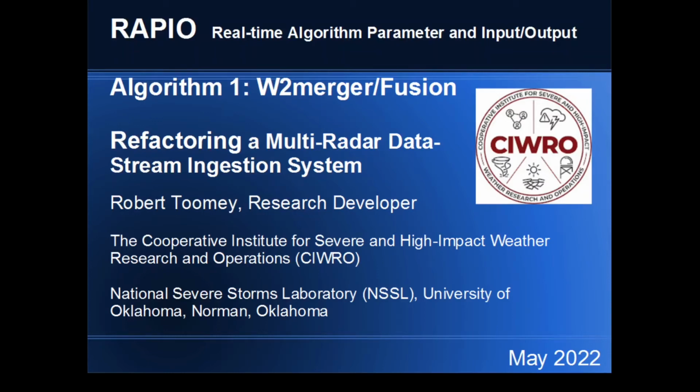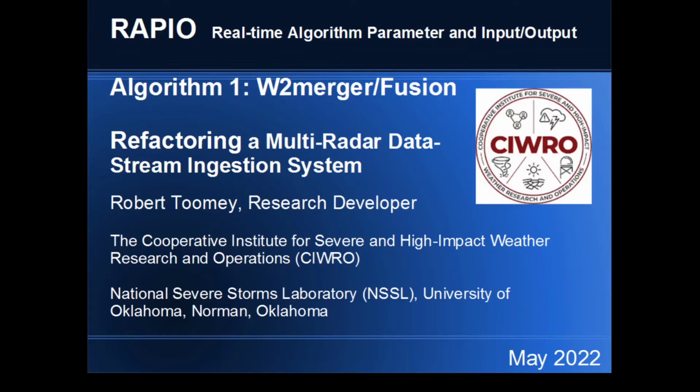Hello, I'm Robert Toomey, a research developer working at the Cooperative Institute for Severe and High Impact Weather Research and Operations. Today I'm going to talk in detail about one of our largest, most used algorithms in research and now in operational deployment. I'll cover how we use multiple radars to create the giant detailed weather images that cover the continental US and more. If you bear with me, I promise you'll learn a couple of things about the merger and CONUS generation process that you didn't know before.